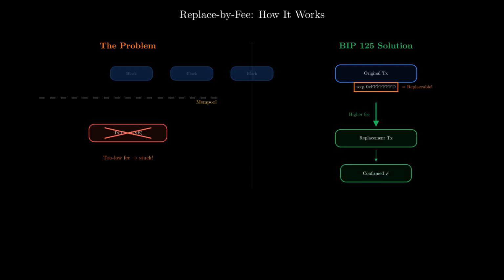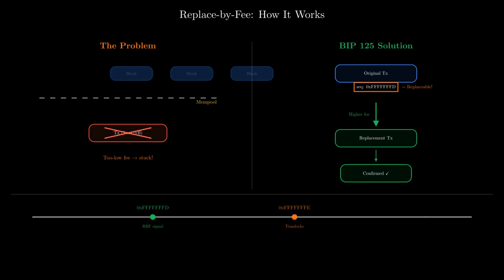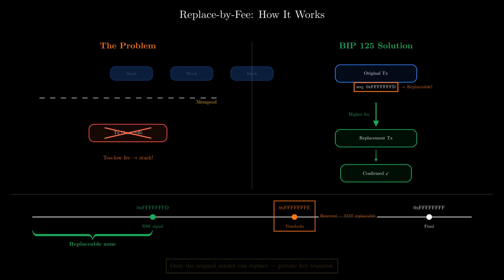The standard choice is hex FFFFFFFD, the maximum minus 2. Why is the threshold 2 below max rather than 1? Because FFFFFFFE, 1 below max, was reserved for a different purpose, opting into relative time locks without signaling RBF. One important point: RBF does not let anyone steal your transaction. Only the sender, who holds the private keys, can create a valid replacement, and the replacement must pay a strictly higher fee. Here's the complete map.